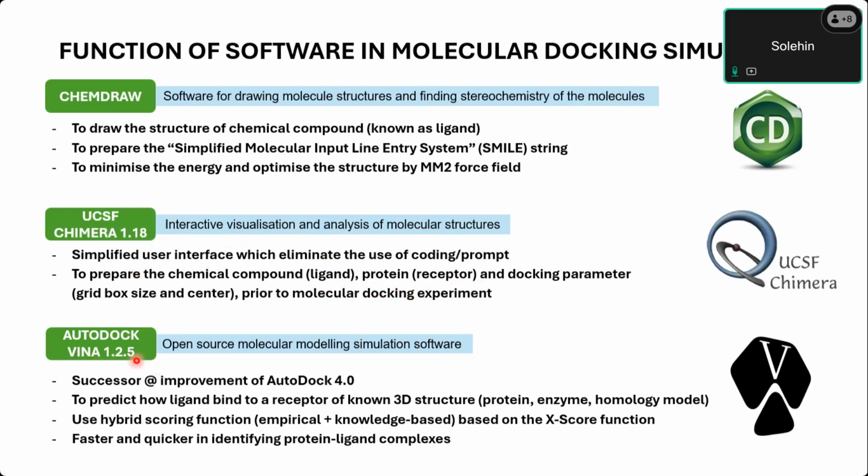Next, we use AutoDock Vina 1.2.5. There are two types of AutoDock software, which are AutoDock 4.2 and AutoDock Vina. But in this lab, we currently use AutoDock Vina due to its simplicity compared to AutoDock 4.2. AutoDock Vina is used to predict how a ligand binds to a receptor of known 3D structure, such as a protein, enzyme, or homology model. It uses a hybrid scoring function based on X-score, and we use this software because it is faster and quicker in identifying protein-ligand complexes.